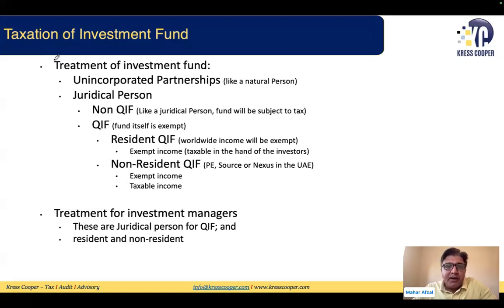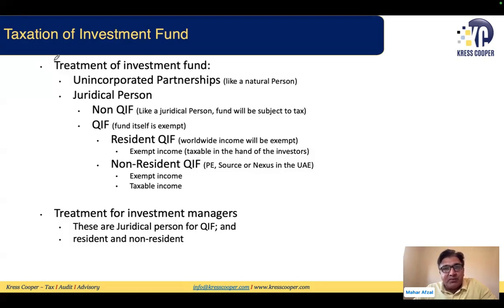A juridical person, non-qualified investment fund, will be treated like a juridical person, like if this is an LLP, LLC, resident juridical person, worldwide income will be subject to tax. For a non-resident person, income related to the PE of the non-resident person, with source or nexus in the UAE, will be subject to tax. We are discussing a qualifying investment fund, and the fund itself is exempt. Now there is a possibility this qualifying investment fund is a resident qualifying investment fund or a non-resident qualifying investment fund. If this is a resident qualifying investment fund, worldwide income will be exempt for the fund itself, but income in the hand of the investor will be subject to tax.